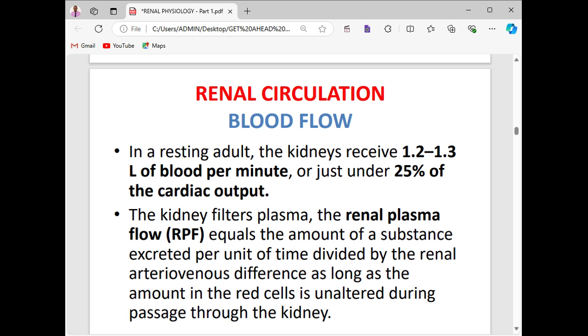Okay, so we are saying all this before we talk about the blood flow, the renal blood flow.